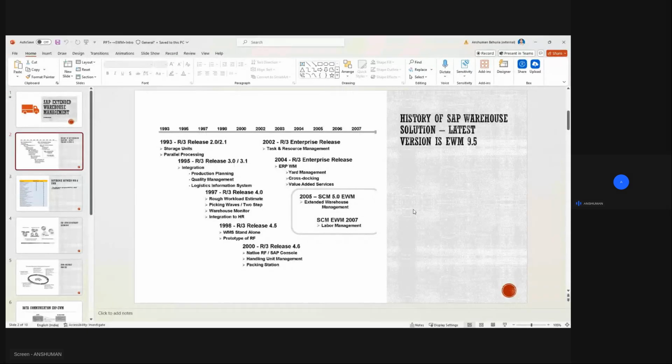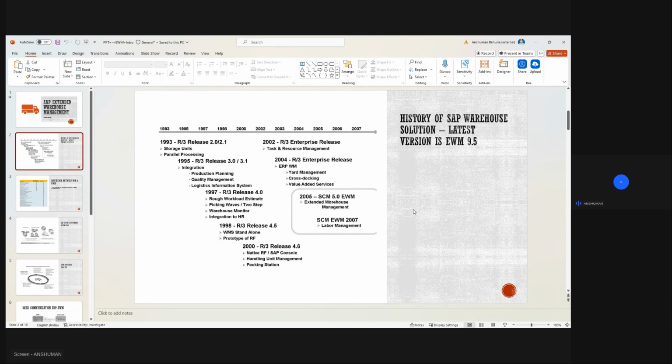Okay. So SAP has proposed a warehouse solution from 1998. In 1998 there was a complete solution, a WMS standalone solution. You can use the SAP WMS as a standalone solution, like SAP WM. You can use it individually. Before that, in 1993, there were warehouse concepts.